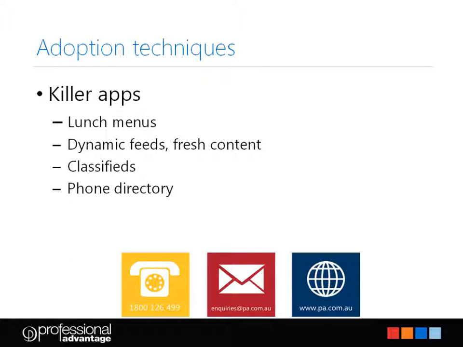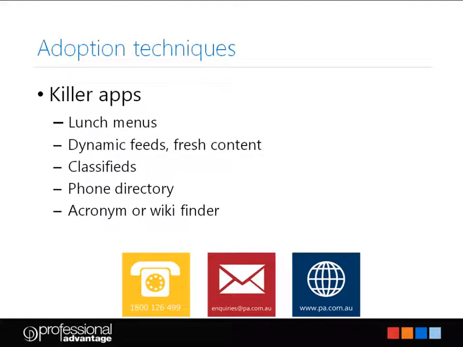Another killer app would be an acronym or a wiki finder. A client of ours, Cancer Council New South Wales, has a plethora of industry-specific and organisational acronyms. And one of the most useful things we found when we put it in place was the wiki finder. People were going online onto their intranet to actually find what the meaning was behind a specific organisational acronym.